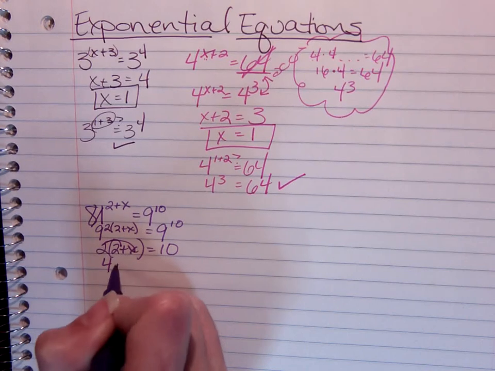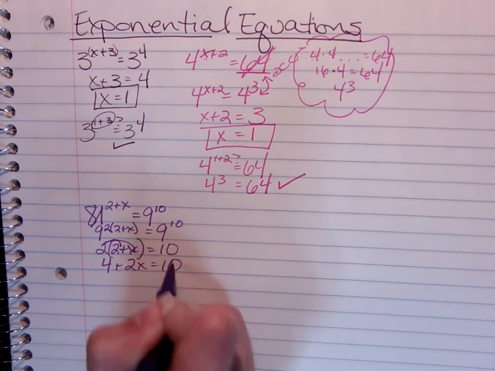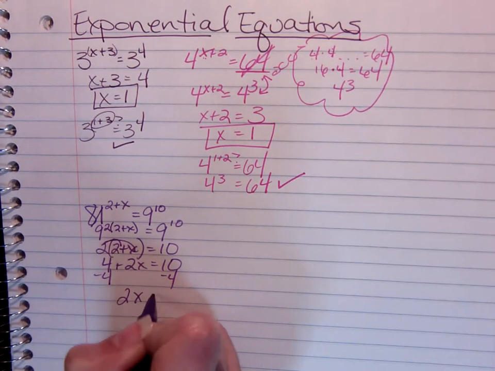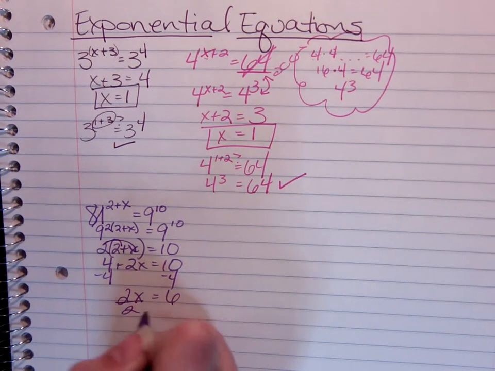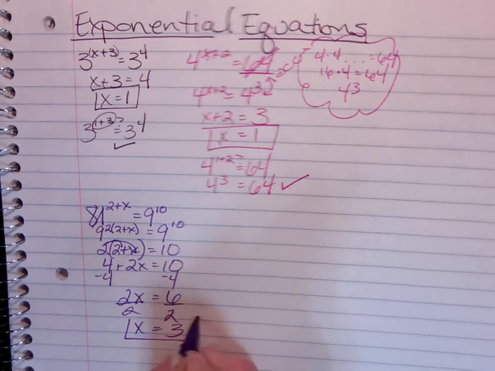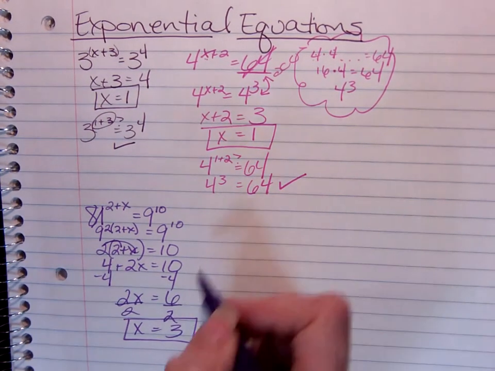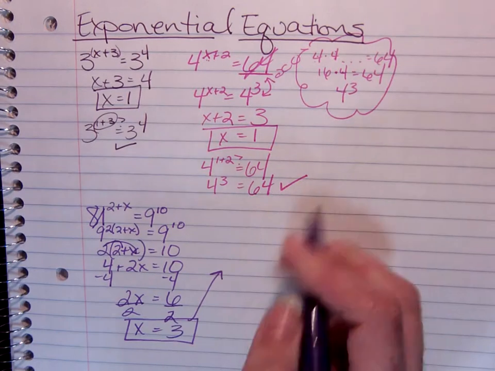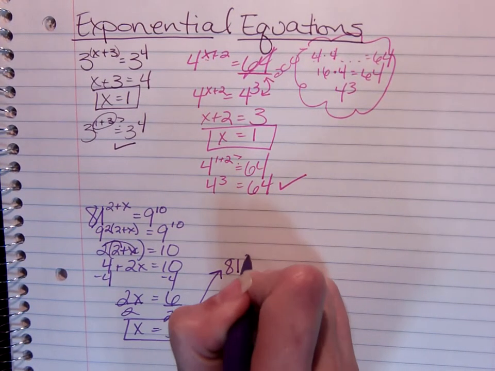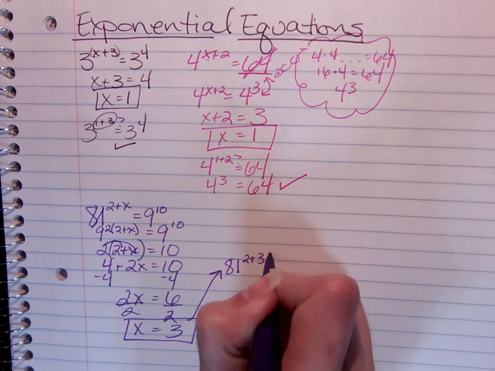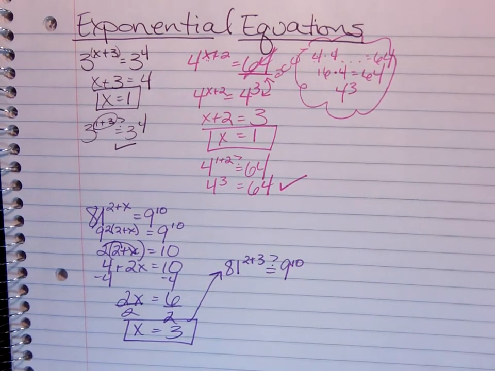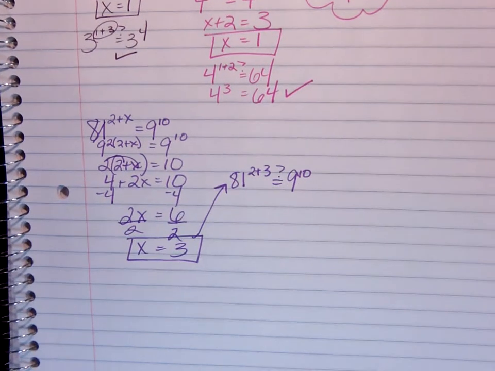4 plus 2x equals 10. Subtract 4. Divide by 2. And x equals 3. Still want to check it. So we're going to come up here, and I want to know, is 81 raised to the 2 plus 3 the same thing as 9 to the 10th power? That is not a number you want to try to figure out, even with a calculator.